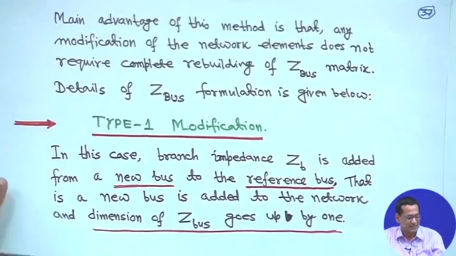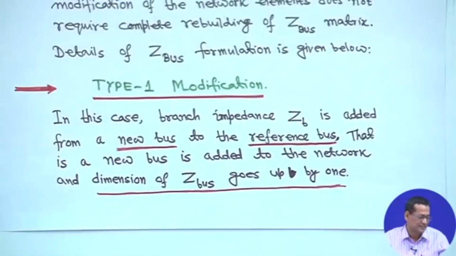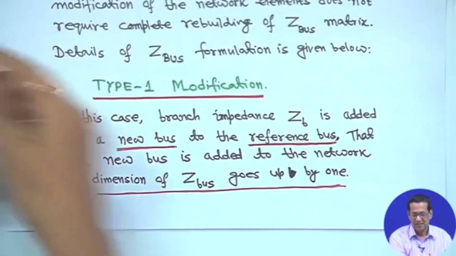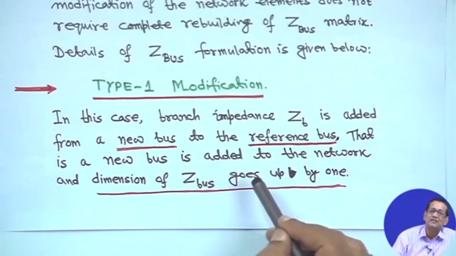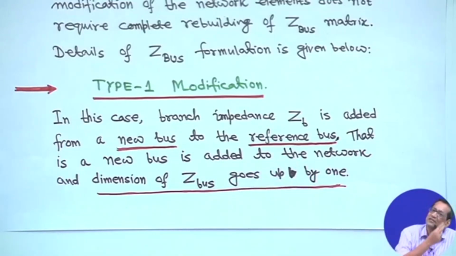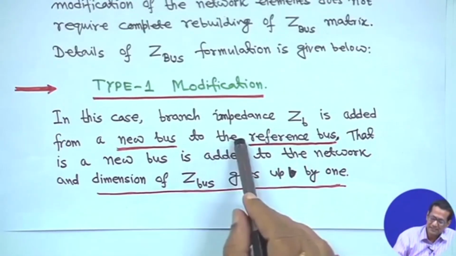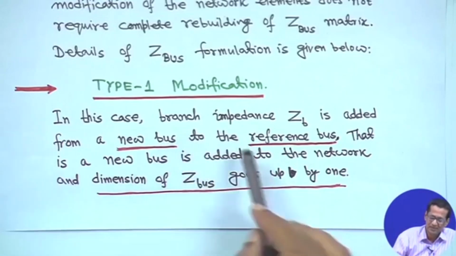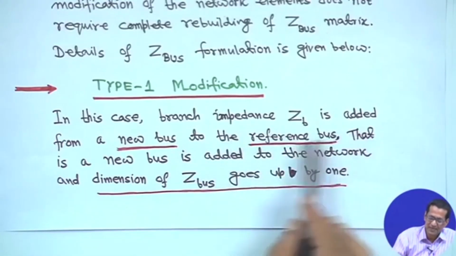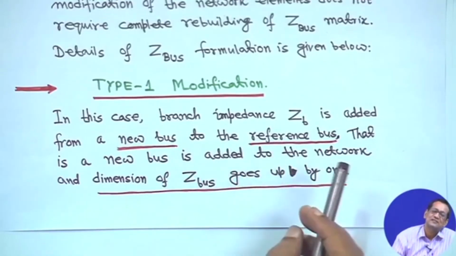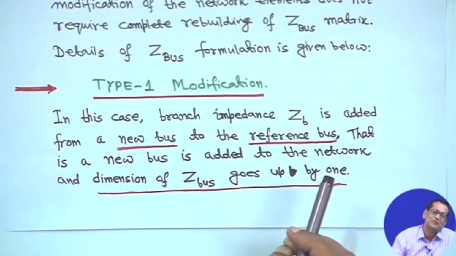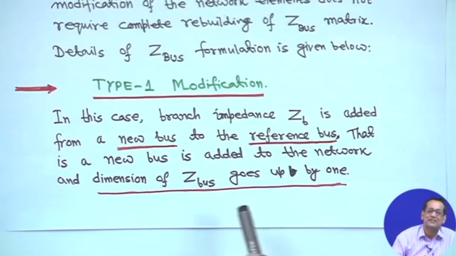First is what they call type 1 modification. We name them type 1, type 2, type 3, type 4 this way. In this case, I will show the figure: branch impedance ZB is added from a new bus to the reference bus. We will consider some buses as new buses, some as old buses, and one reference bus.